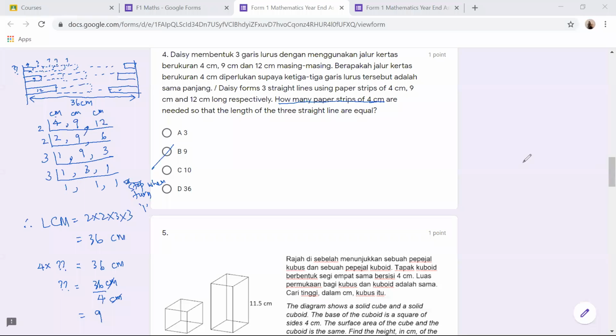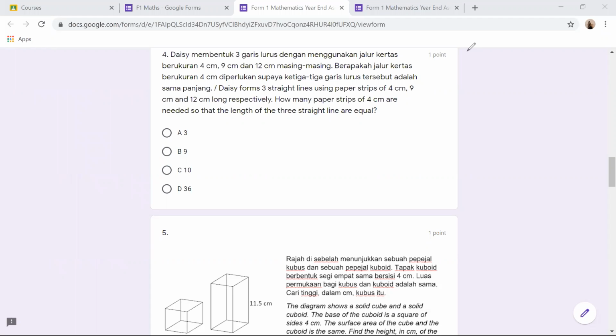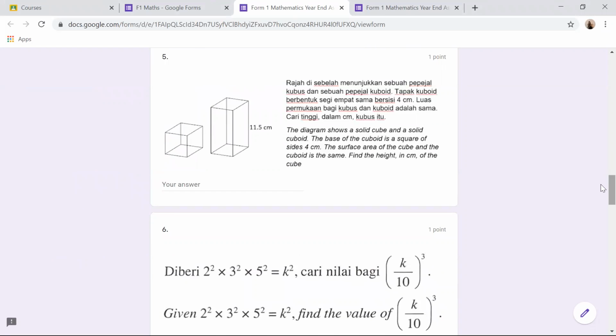Number 5. Okay, we move on to question number 5. For question number 5, the diagram shows a solid cube and a solid cuboid. The base of the cuboid is a square of side 4 cm. Just write down the important information that we have. So this is 4, this is 4, and for a cube, we know all sides are equal in length. Let's call it x here.